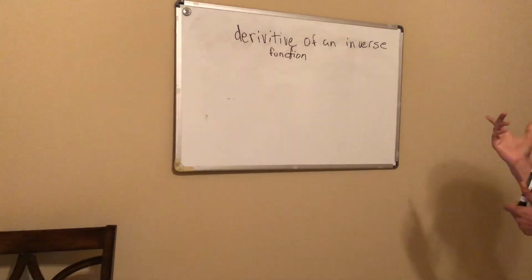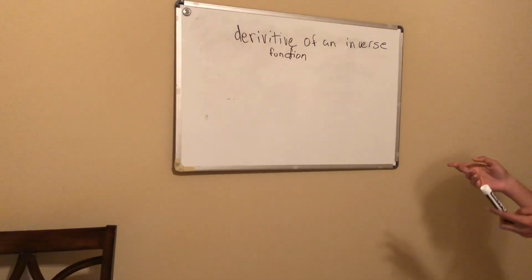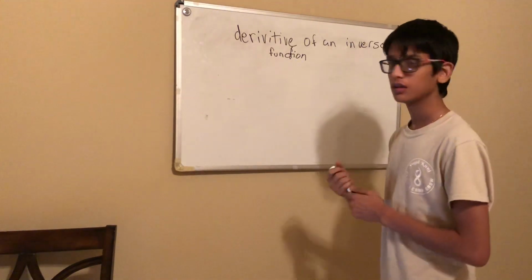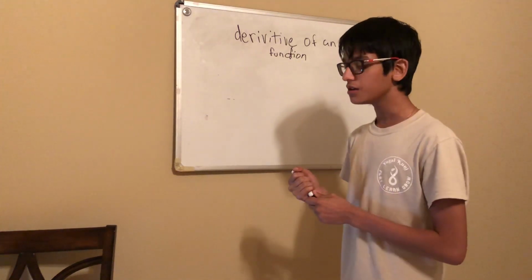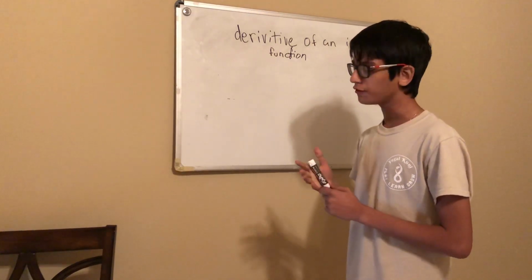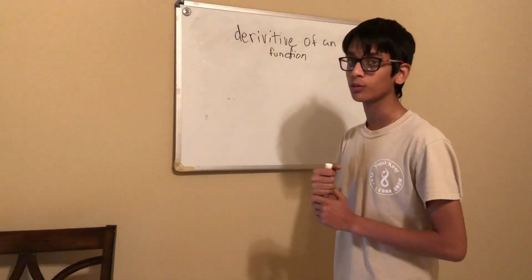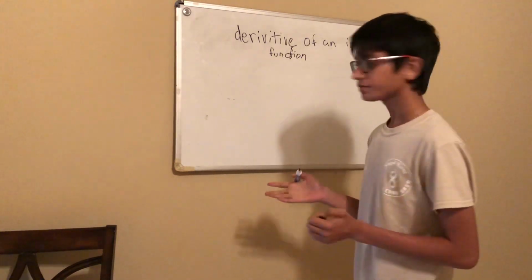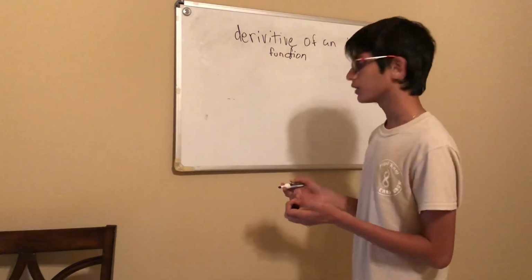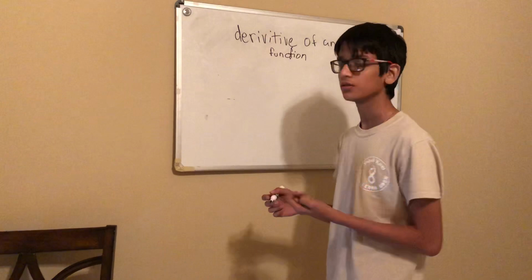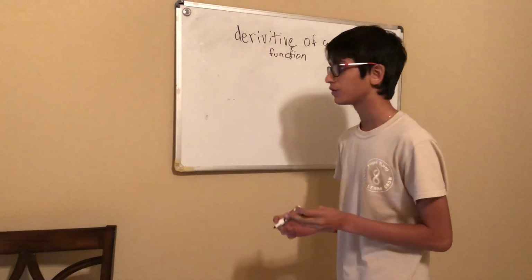So, to find the derivative of an inverse function, we first need to know two things. The first thing that we need to know is how to find the inverse function. And if we don't know how to find the inverse function, then there is a simple formula, which is the second thing that we need to learn. So let's start with a basic example of finding the inverse function of a very basic function.